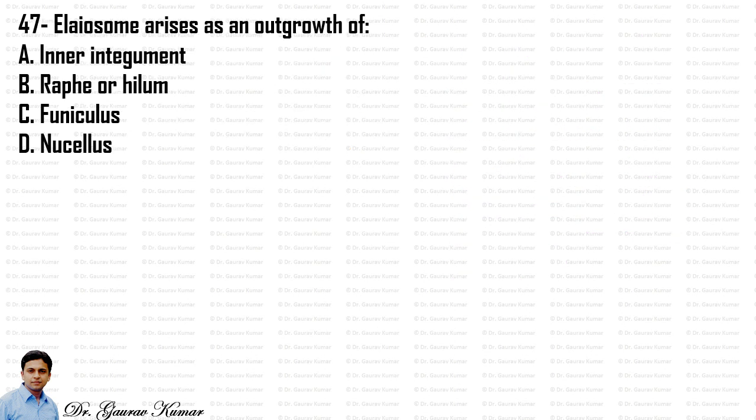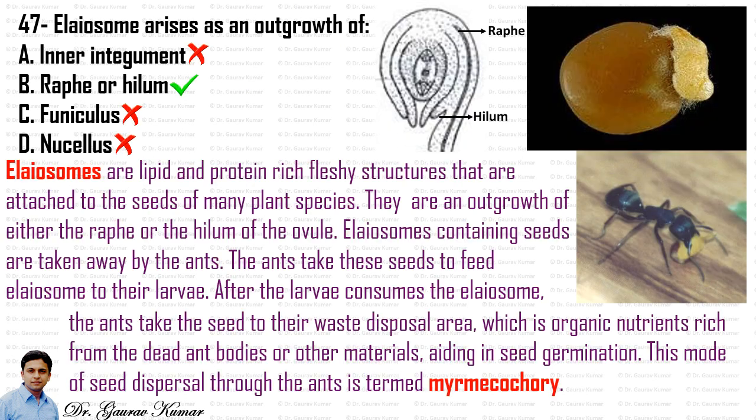Next question, elaiosomes arise as an outgrowth of. So the answer is Raphe or hilum. Let's see what are elaiosomes. Elaiosomes are an extension of Raphe and hilum, as we already have answered. You can see this in the figure also, and on the right hand side you can see an elaiosome over the seed, and next an elaiosome containing seed which is carried by ant.